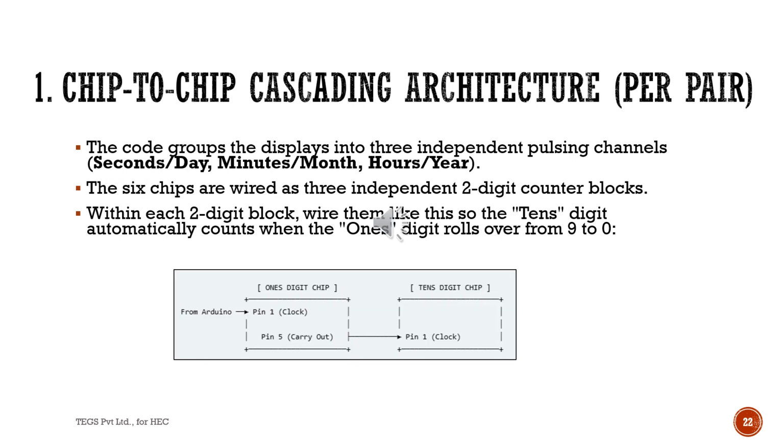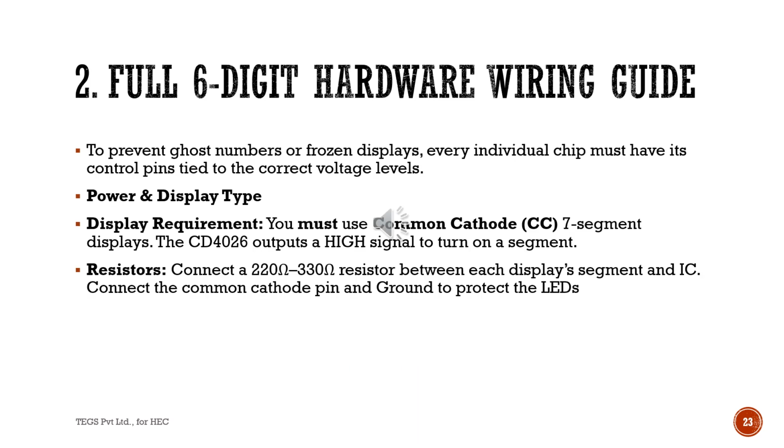Chip-to-chip cascading architecture. The code groups the display into 3 independent pulsing channels: seconds and day, minutes and month, hours and year. The 6 chips are wired as 3 independent 2-digit counter blocks. Within each 2-digit block, wire them so that the 10th digit automatically counts when the 1st digit rolls over from 9 to 0. Full 6-digit hardware wiring guide.